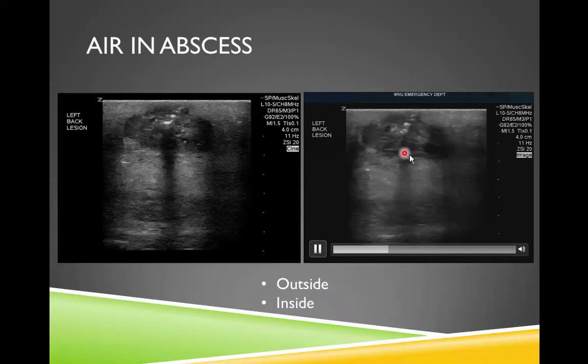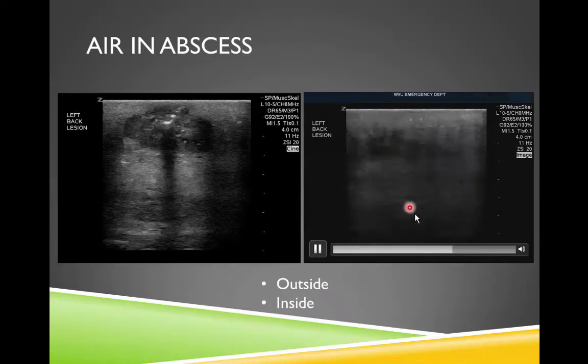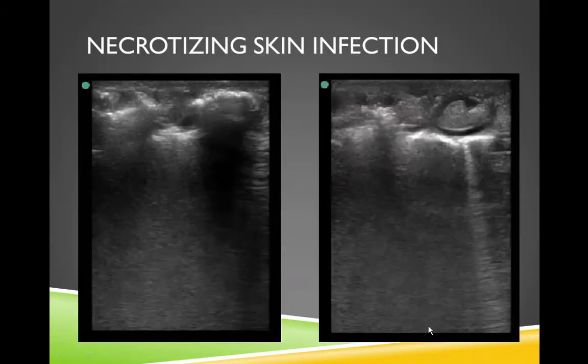And here's an example where we're scanning through and we see the bright white air bubbles in there and the shadows. And then there are true necrotizing infections. Again, you'll see air, and there might not even be a big fluid collection. The air might be getting in the way. So again, air is bright white on ultrasound.